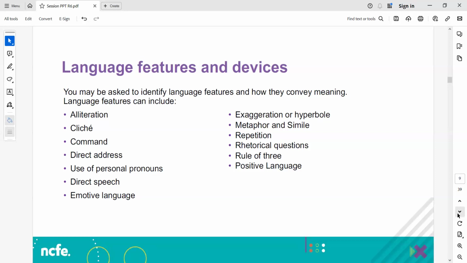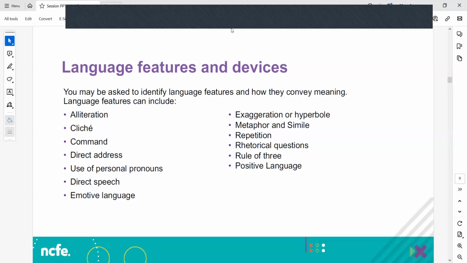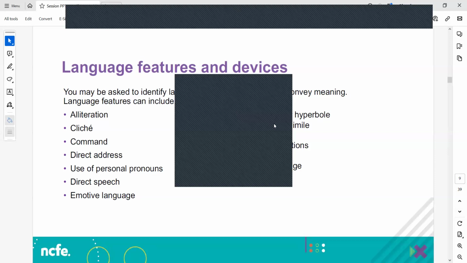Are there any of those that people don't recognise yet or have any questions about? So you need to read through the list on your screen. I don't understand about cliche.